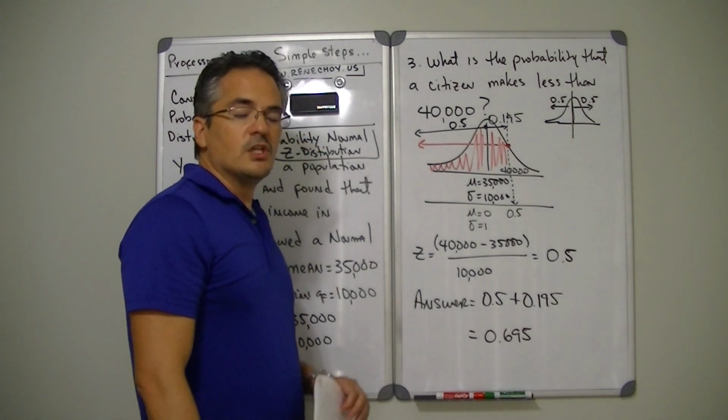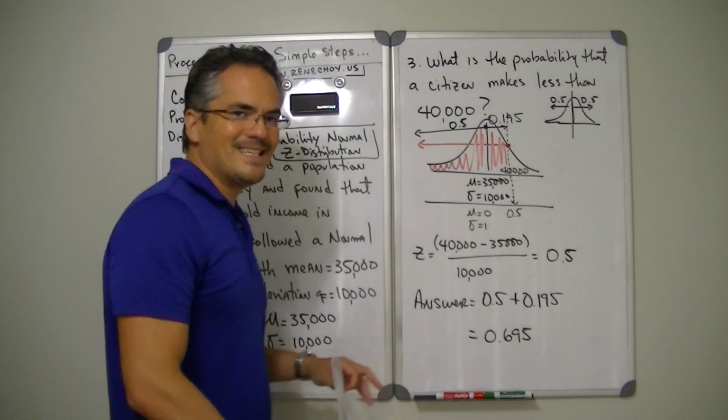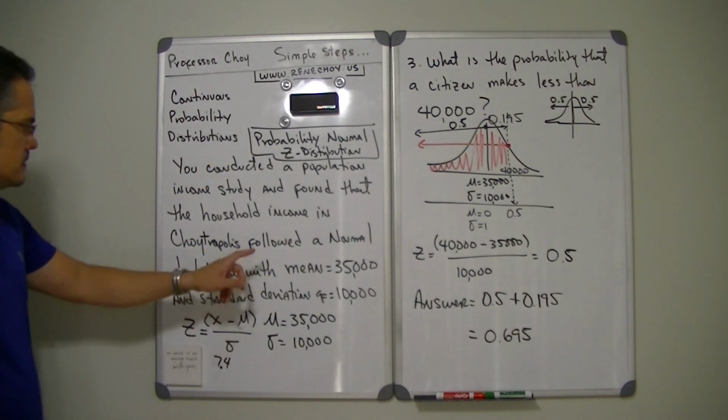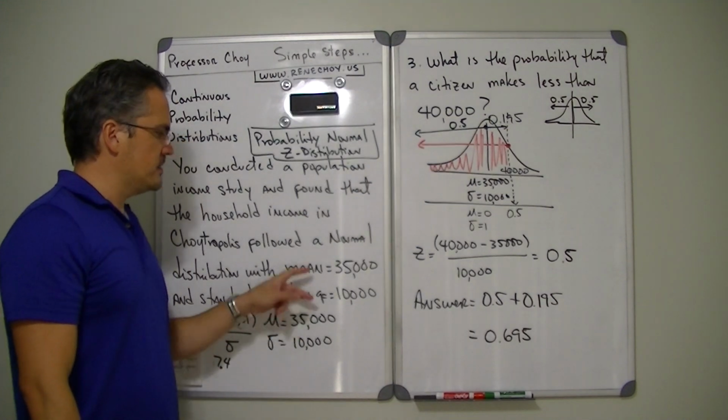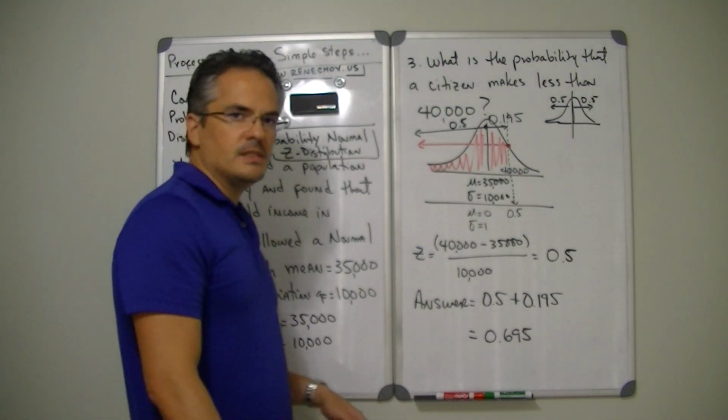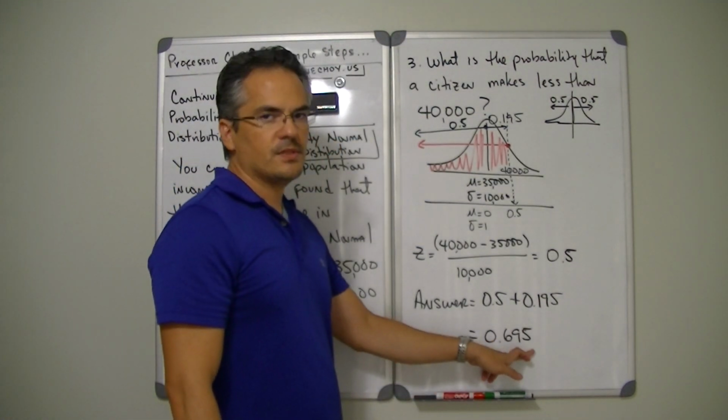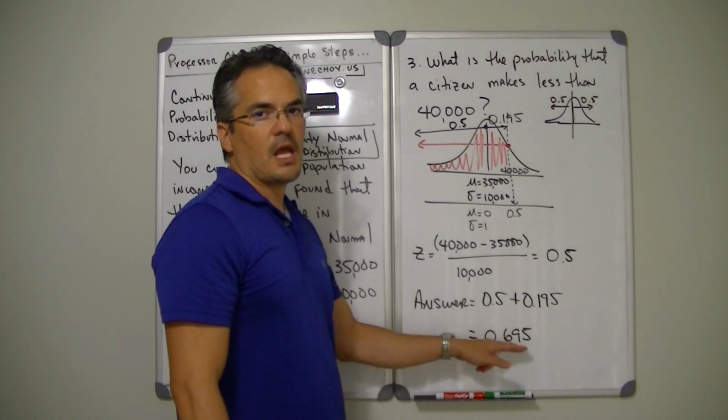There you go. So the probability that a citizen in Choitropolis makes less than 40,000 with this information is 69.5% or 0.695.